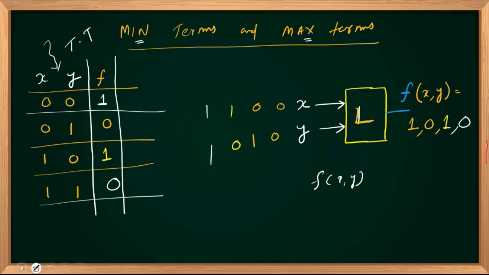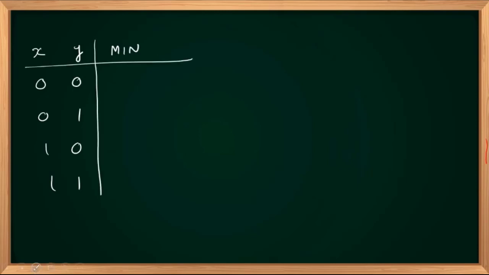So I have two variables X and Y. Four combinations were possible, right? So let us define first min terms. Please listen carefully. Min terms are nothing but product terms, and that product should return a logic 1. Clear? Logic 1.